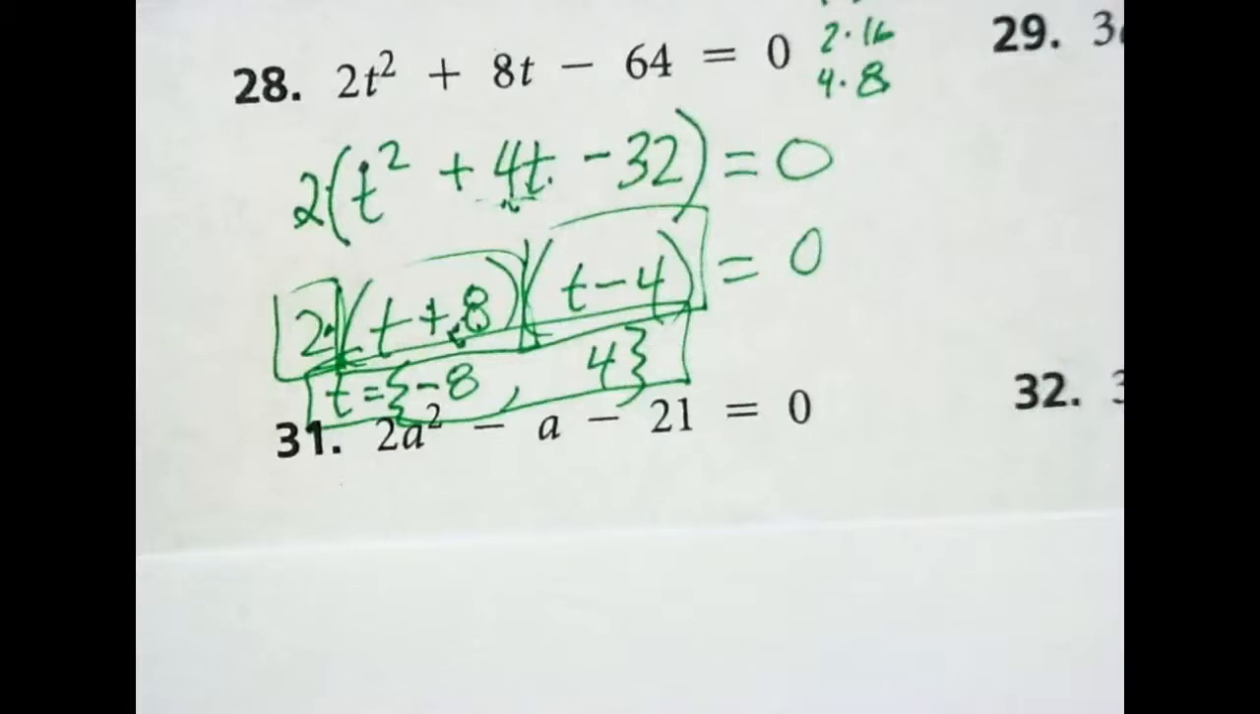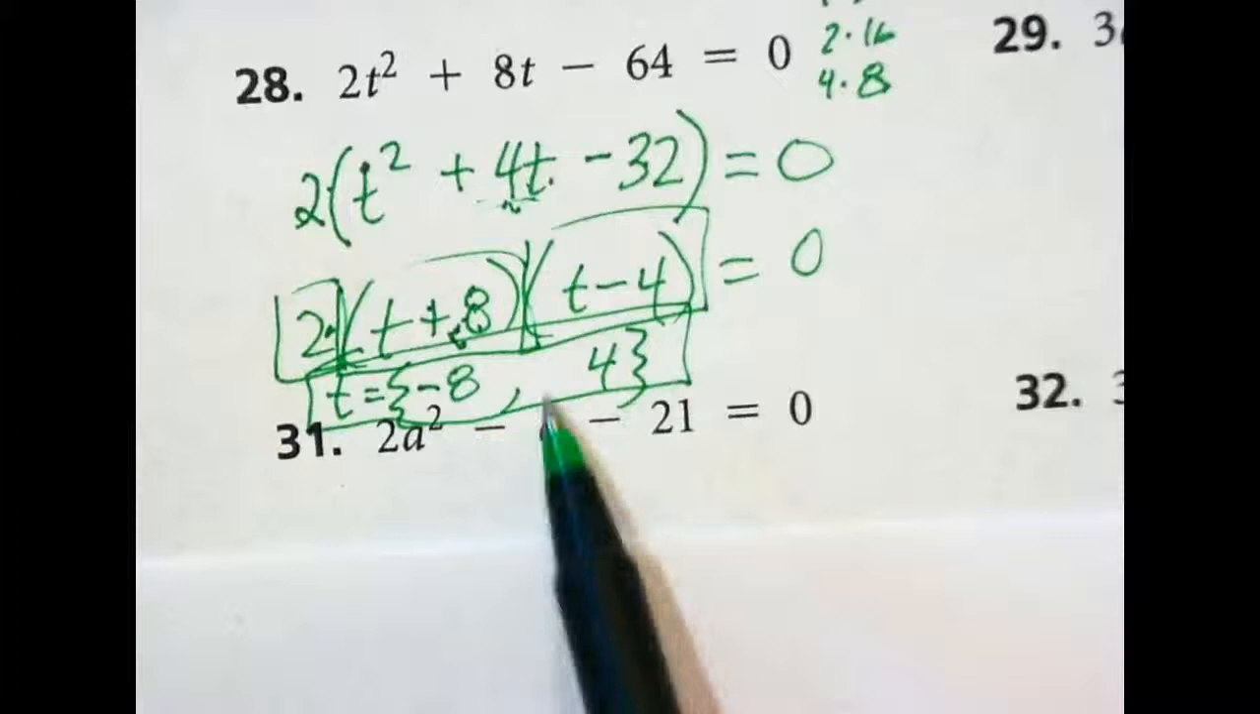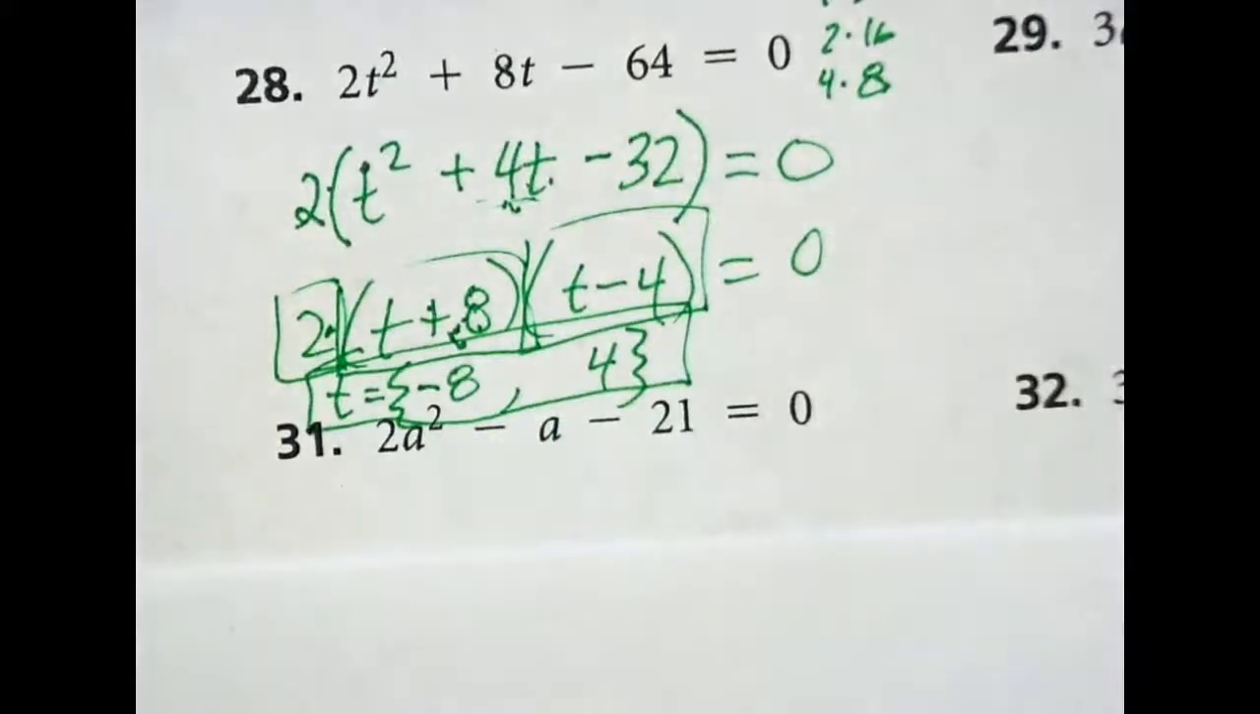We'll get to that later. But this is where the graph of this would cross the x-axis. There are zeros, there are x-intercepts. They're also called our roots. Yeah?